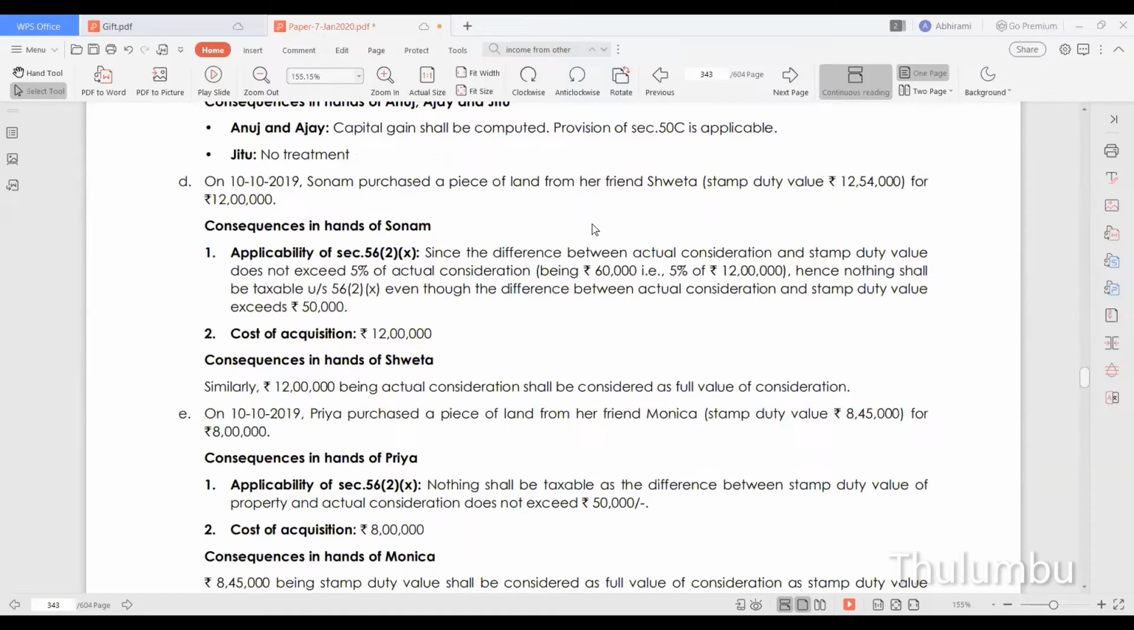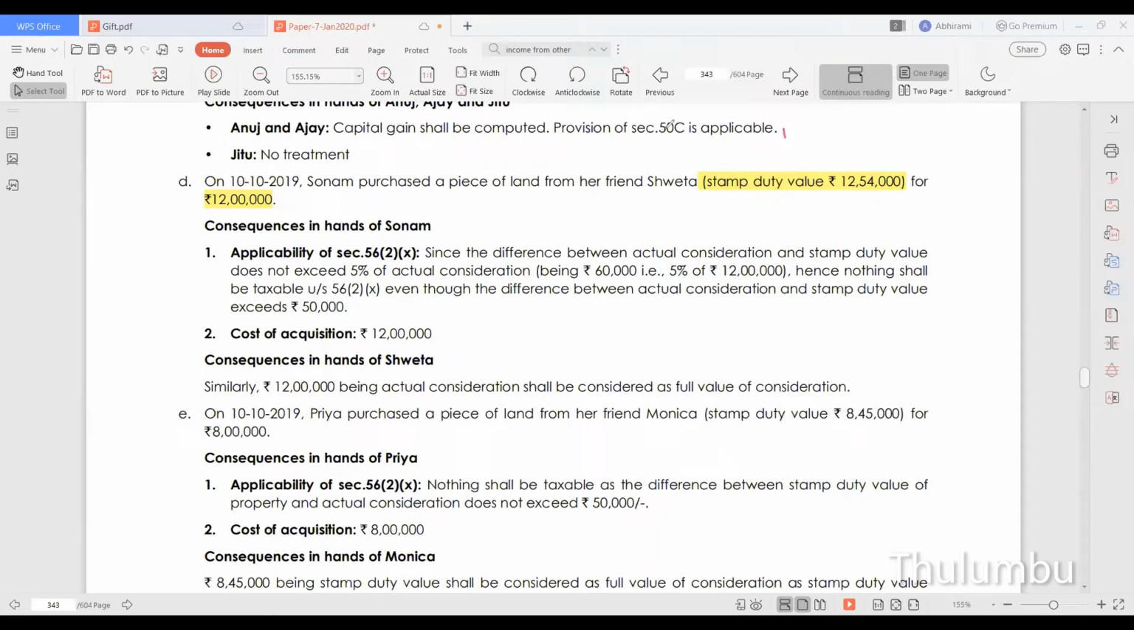இதுல D1, Sonam purchased a piece of land from her friend Shweta for rupees 12 lakh. இதோட stamp duty value பாத்தீங்கன்னா it is 12,54,000. Friend கிட்ட இருந்து she has bought for 12 lakhs. So first find out the difference. 12,54,000 minus 12 lakhs.